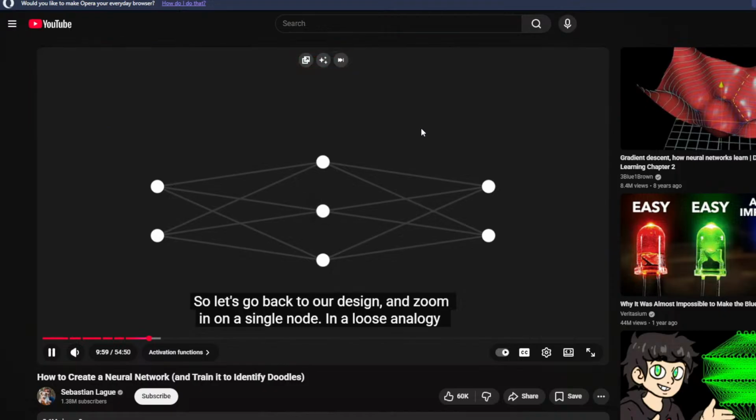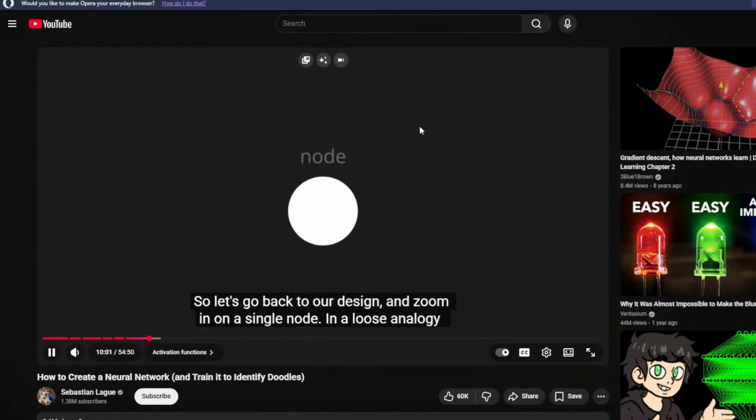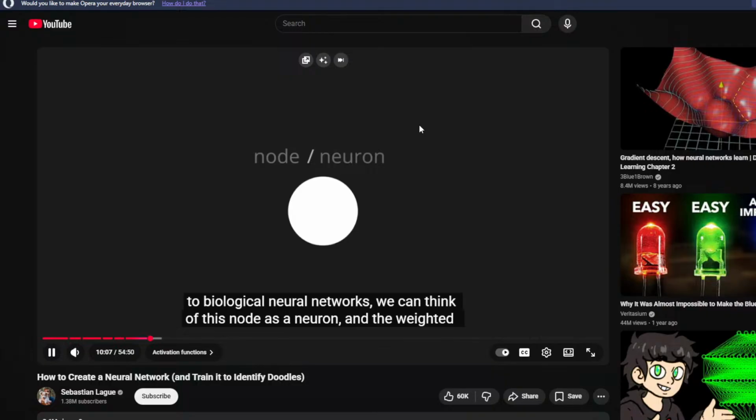Activation functions. Let's zoom in on a single node. It all comes together. As a loose analogy to biological neural networks, we can think of this node as a neuron and the weighted input over here as some sort of stimulus.